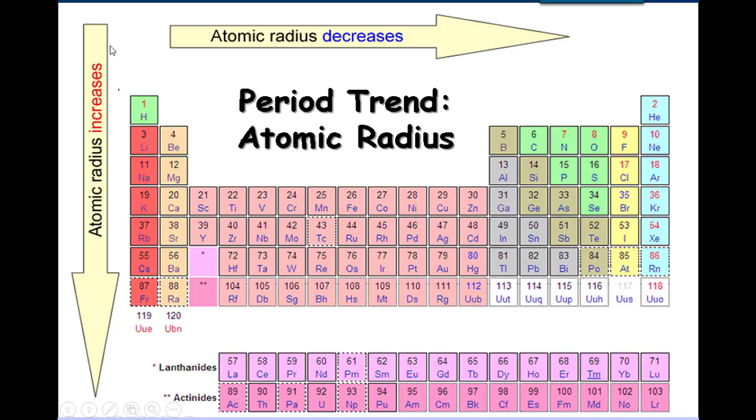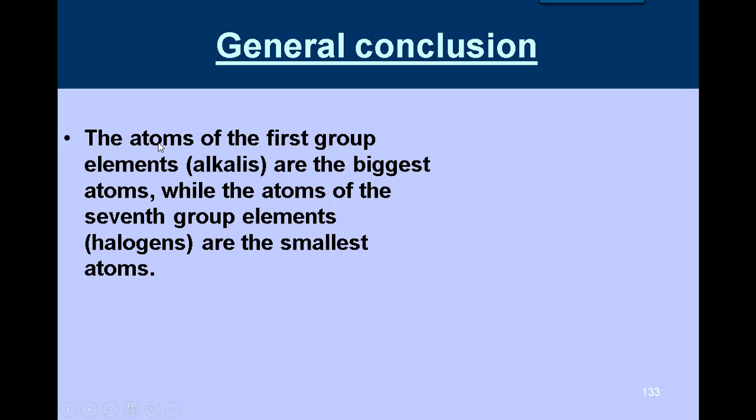Don't forget that as we go from the left to the right, the atomic radius decreases, but in the same group, as we go from up to down, the atomic radius will increase. Of course, you can observe that the atoms of the first group elements, which are alkali metals, are the biggest atoms, while the atoms of group 7A, which are called halogens, are the smallest atoms.